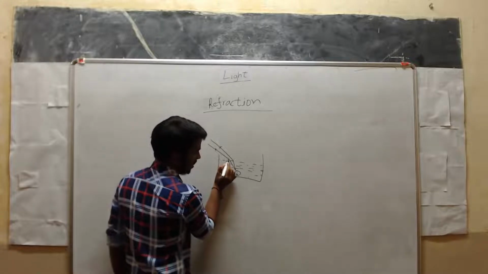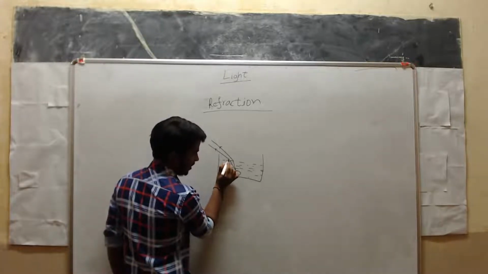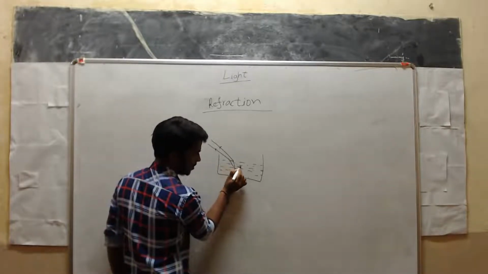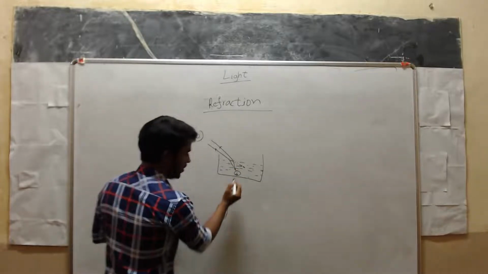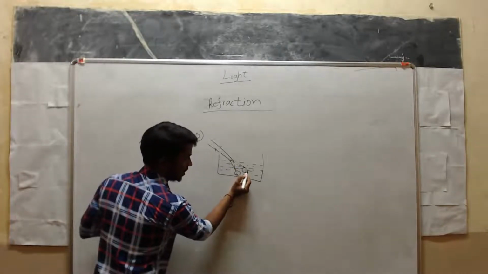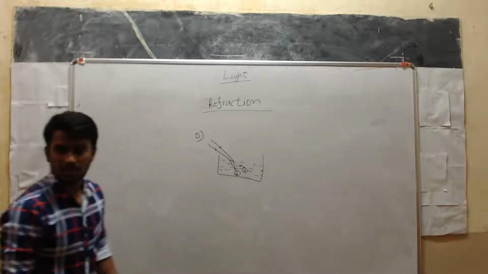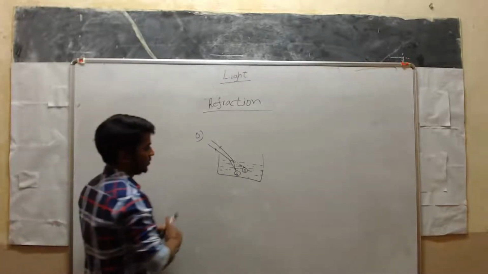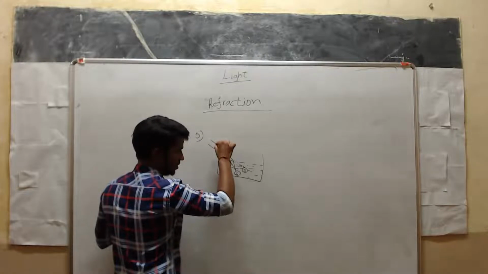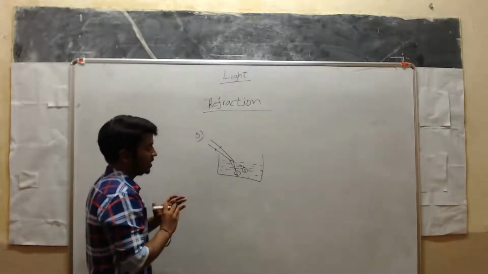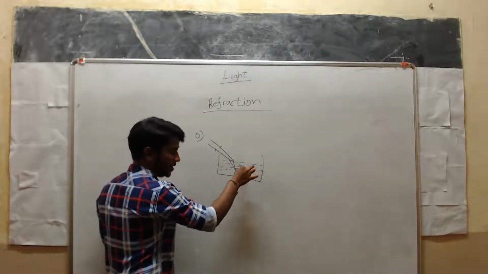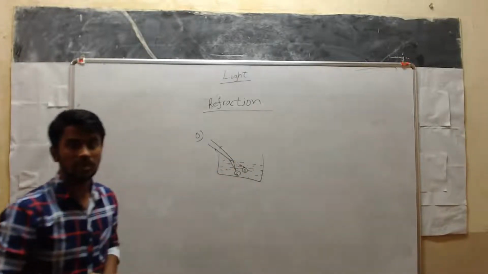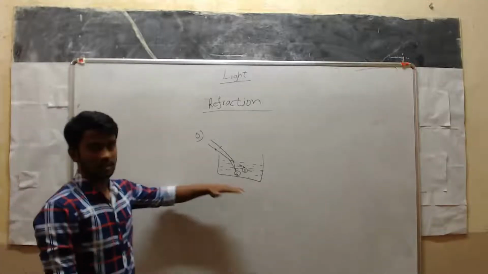If we extend these lines in a straight path, see both the rays are meeting at this point. So now this coin appears to be raised here. Clear? See, if you extend these straight lines, for your eyes the rays are coming from this point. So at this point the coin appears to be raised. So this is the reason.